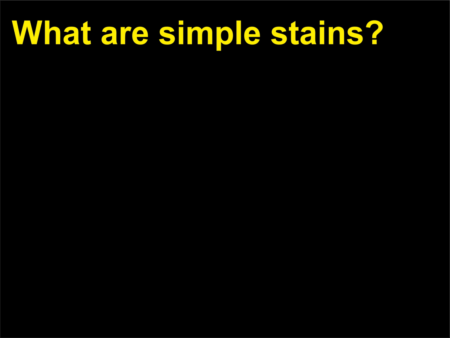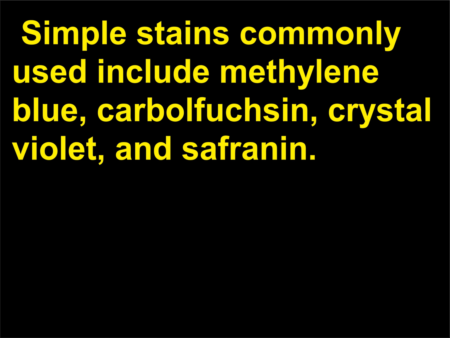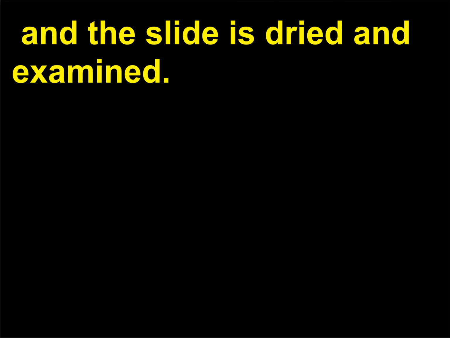What are simple stains? Simple stains highlight an entire microorganism so that cellular shapes and basic structures are visible. Simple stains commonly used include methylene blue, carbolfuchsin, crystal violet, and safranine. A stain is applied to a fixed smear for a certain amount of time and then washed off, and the slide is dried and examined.